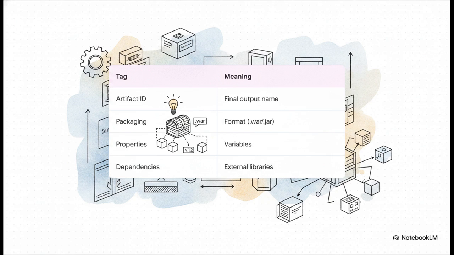Properties are incredibly useful. They act just like variables. You define your Spring or MySQL version once right here, and it updates everywhere else in your project. And finally, dependencies tell Maven exactly which external libraries and code packages your project needs to actually function. Usually, developers set this file up just once, and the build tool relies on it forever.